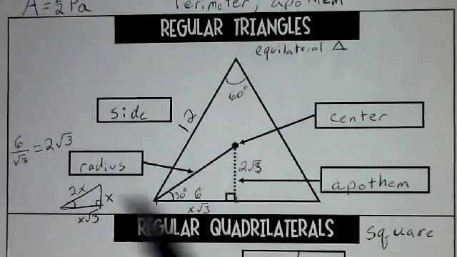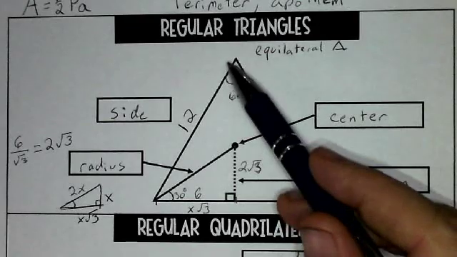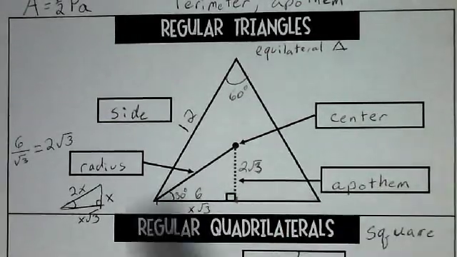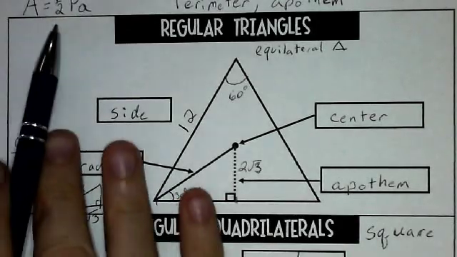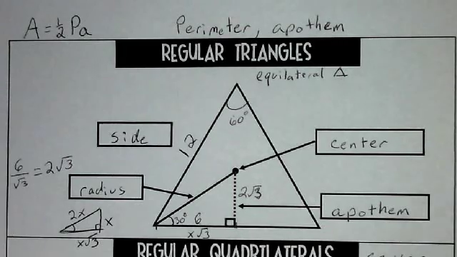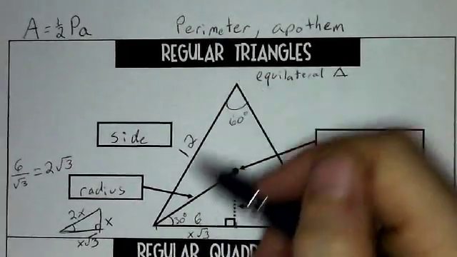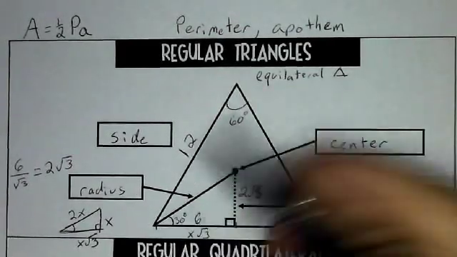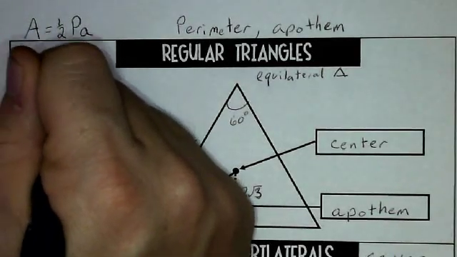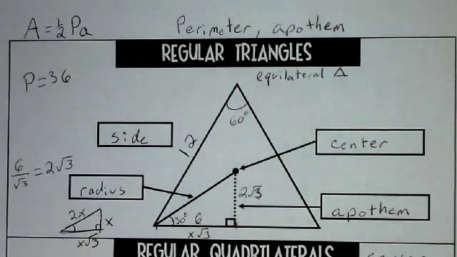Finding the radius, I would just double that, but I don't actually need the radius because all I need is the perimeter and the apothem in order to match my formula. So, what would my perimeter be? Well, if one side is 12, that means that the whole thing is 36. So my perimeter would be 36 units.